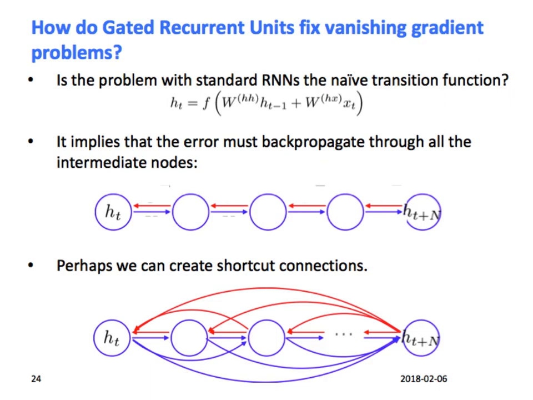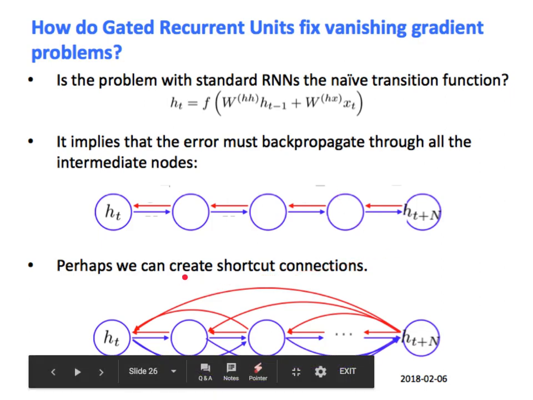So how does GRU fix the vanishing gradient problem? Just now I remember there was one slide about a new kind of network architecture called residual network. The idea of residual network is, at layer L of your network, you just add the activation of layer L minus 2 directly to your current activation. And our GRU is kind of similar to the idea of residual network. We want to create this kind of shortcut connections between the activations.